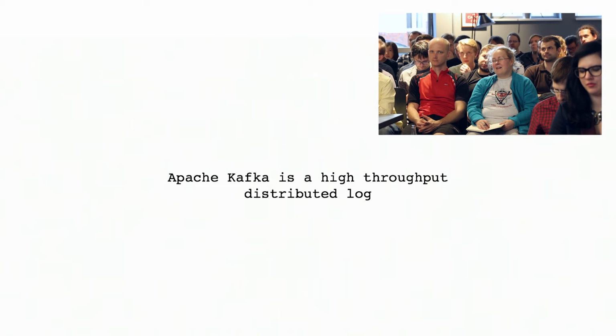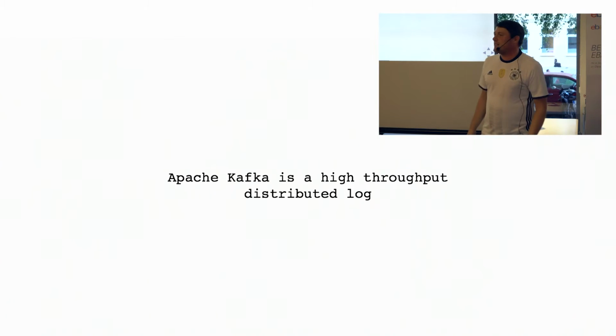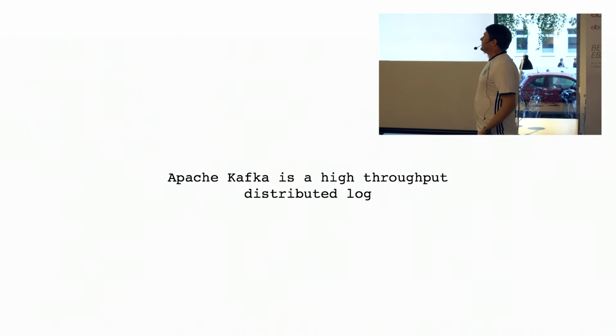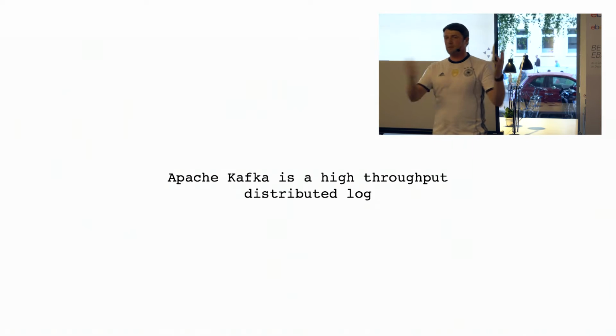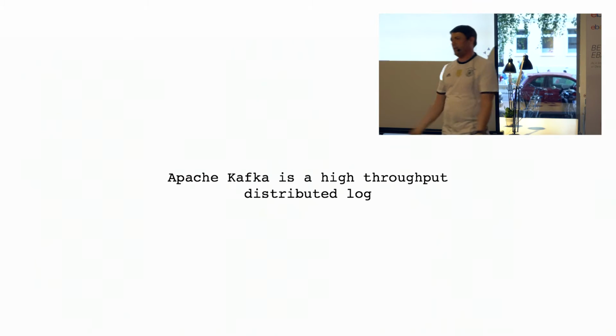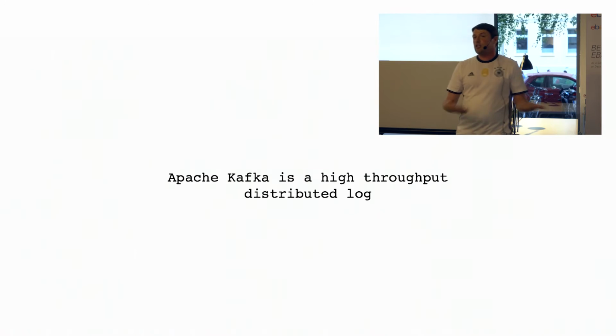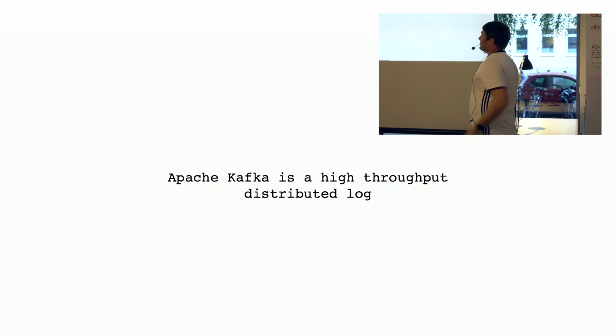Apache Kafka is, well, many people think it's a message queue, but it's not. Basically, Apache Kafka was built as a high-throughput distributed log. So you have a log data structure. You have a server that provides your log data structure that is distributed, and you can just use it. You don't have to do something for it.